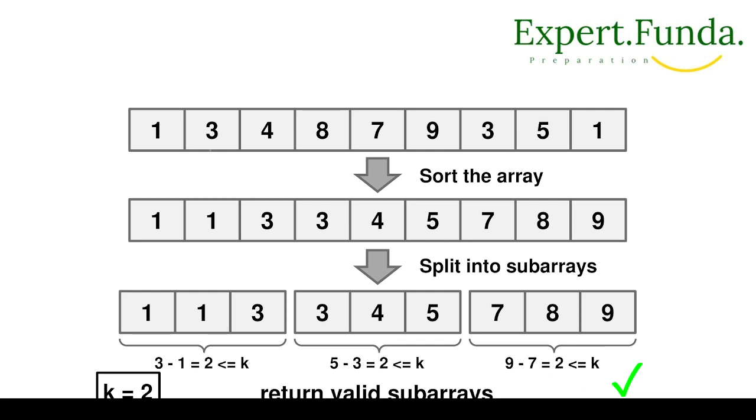Now let's suppose again, if we have this array, we will do the sorting, we will receive this one, and if we separate into subarrays, what will happen? We will do 3 minus 1 equal to 2 for this array. 5 minus 3 is 2, and 9 minus 7 is what will come? 2. So all are equal, less than or equal to k, the difference. So we will return this valid array, right?